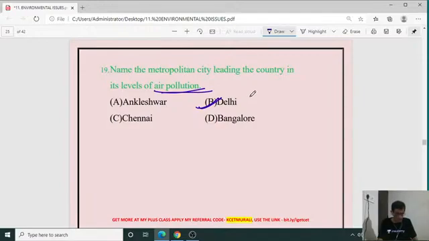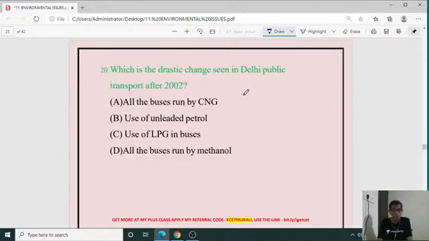Next question number 20. Which is the drastic change seen in Delhi public transport after 2002 to reduce that huge amount of air pollution? What are the steps taken by Delhi public transport or under Delhi government to reduce that level of air pollution?